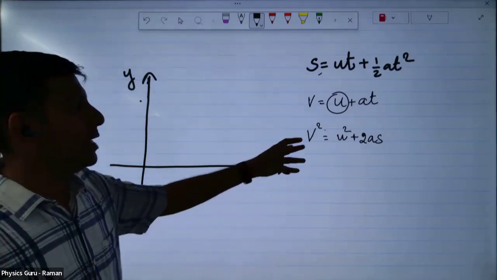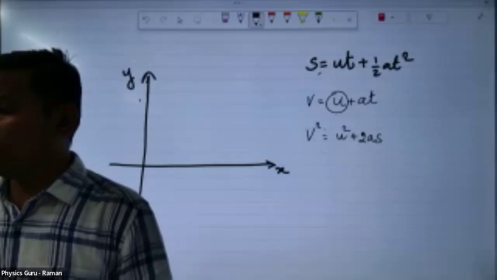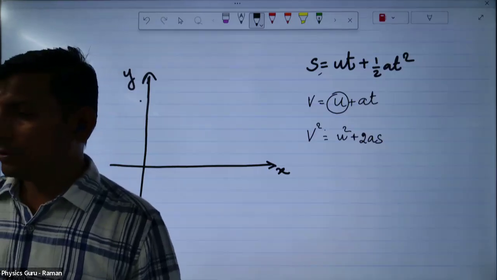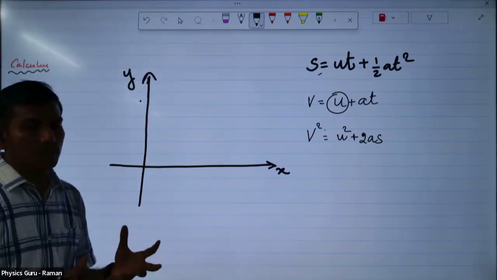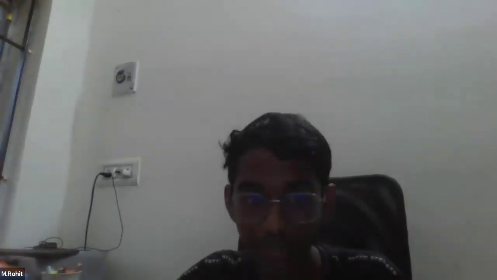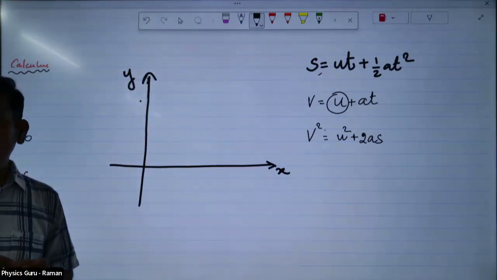I want you to recognize and tell me what is u. Sir, initial velocity. Initial velocity, very good. What do you mean by initial velocity? Initial velocity is the velocity with which the object starts. So the speed of the object at the starting point is called initial velocity, and at the ending point it is called the final velocity.